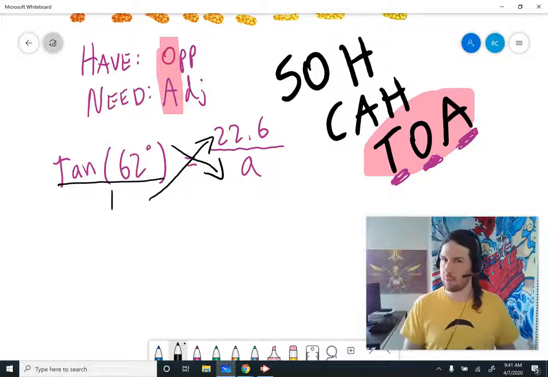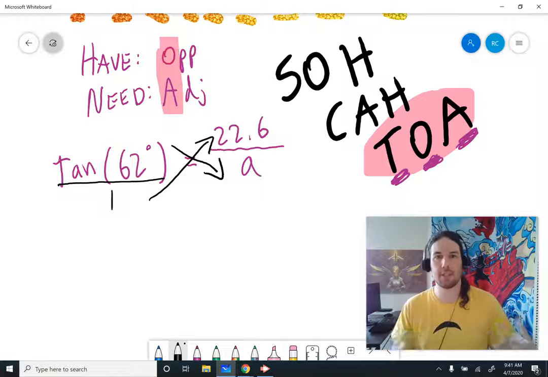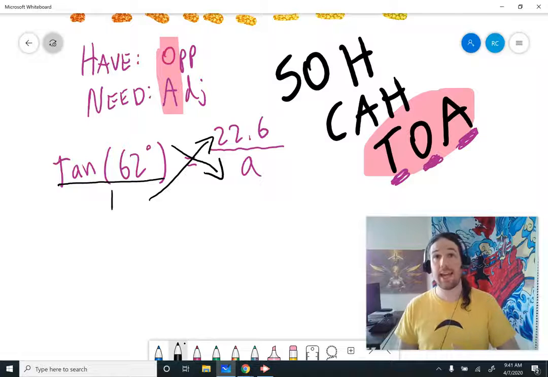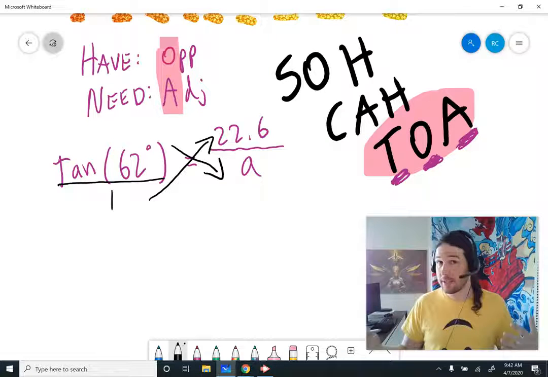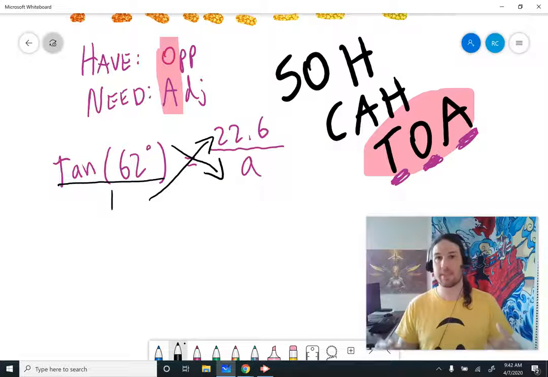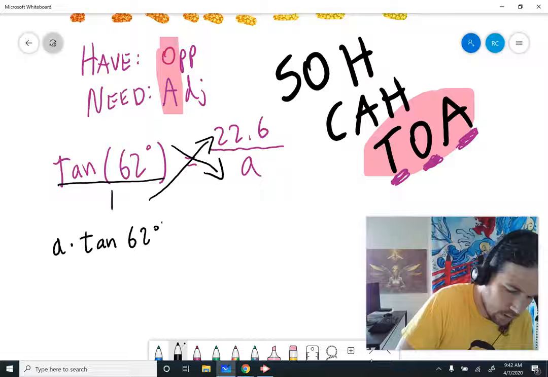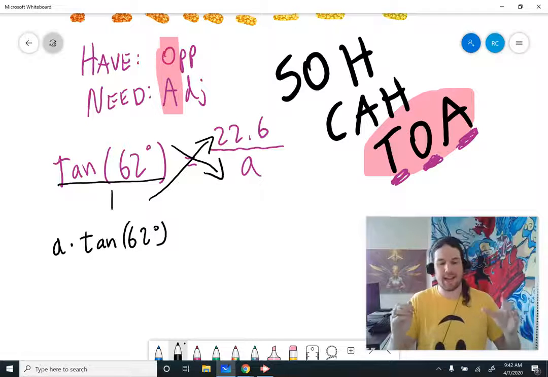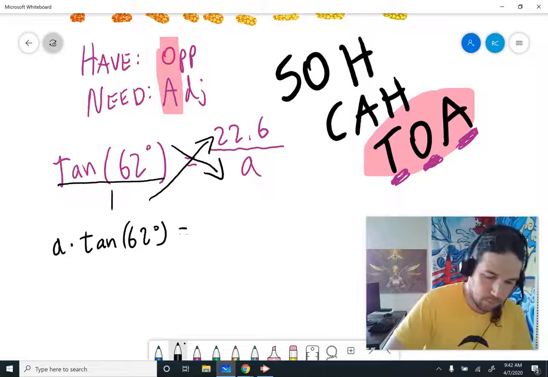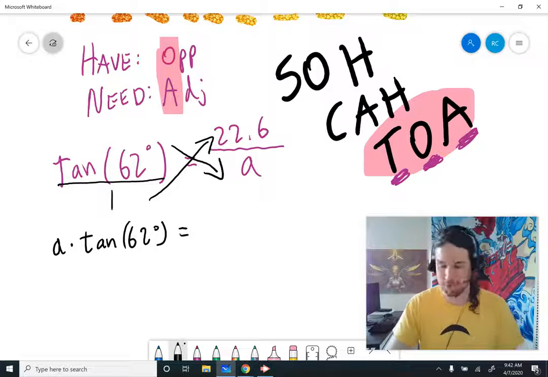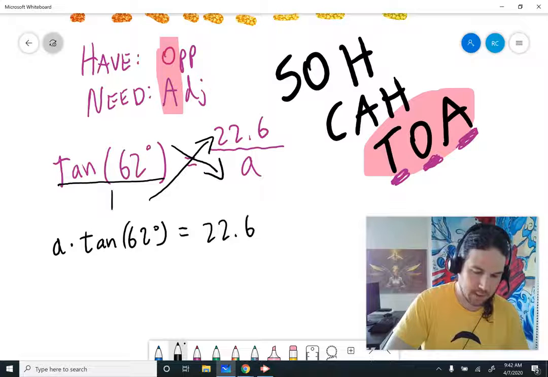Some folks are having a hard time with this. Just remember that tangent of 62 degrees is just a number. Pretend it's like a 4. If you had 4 times A, the answer would be 4A, right? So if I have A times the tangent of 62 degrees, that's just A times the tangent of 62 degrees. Don't let the fact that it's in the opposite direction bother you. You could put the A on either side. Equals, let's see, 1 times 22.6 is 22.6.